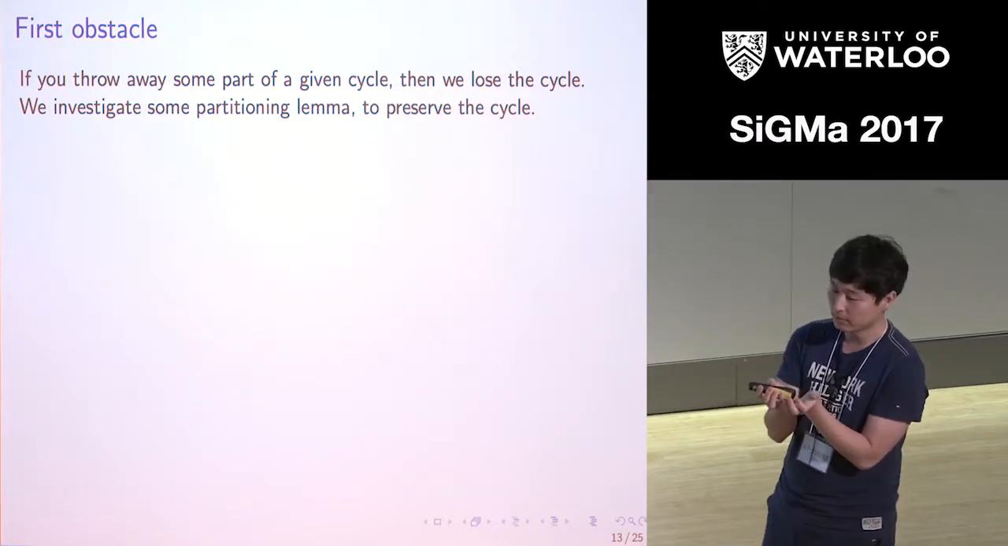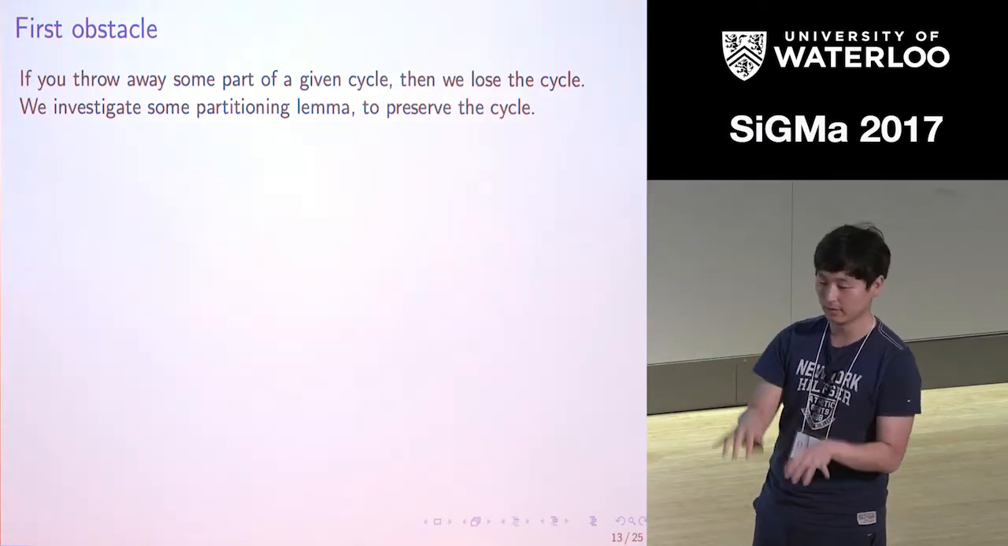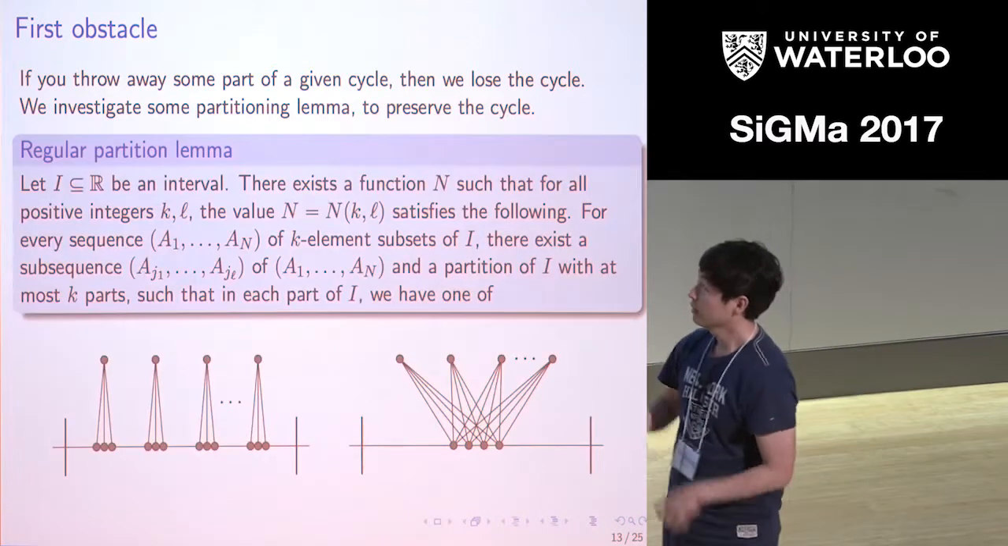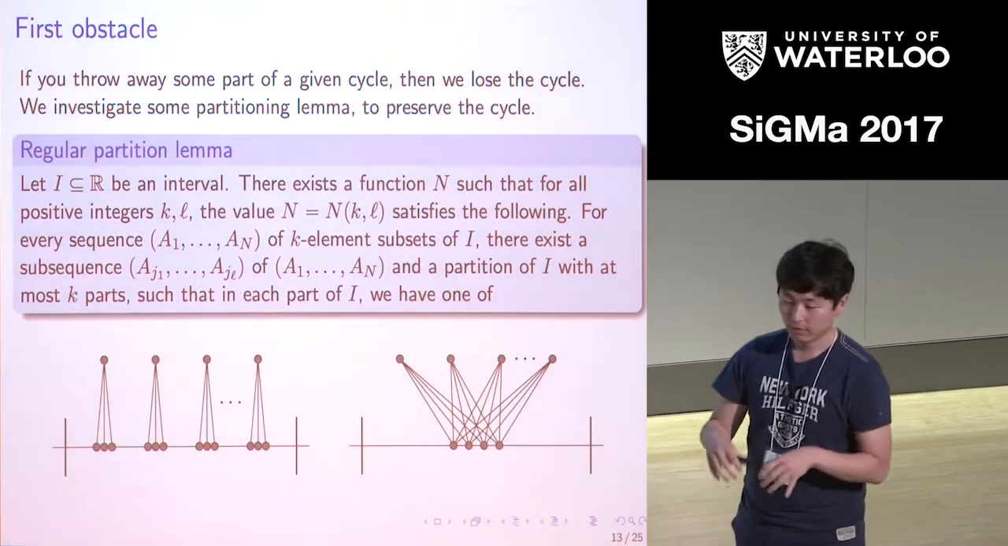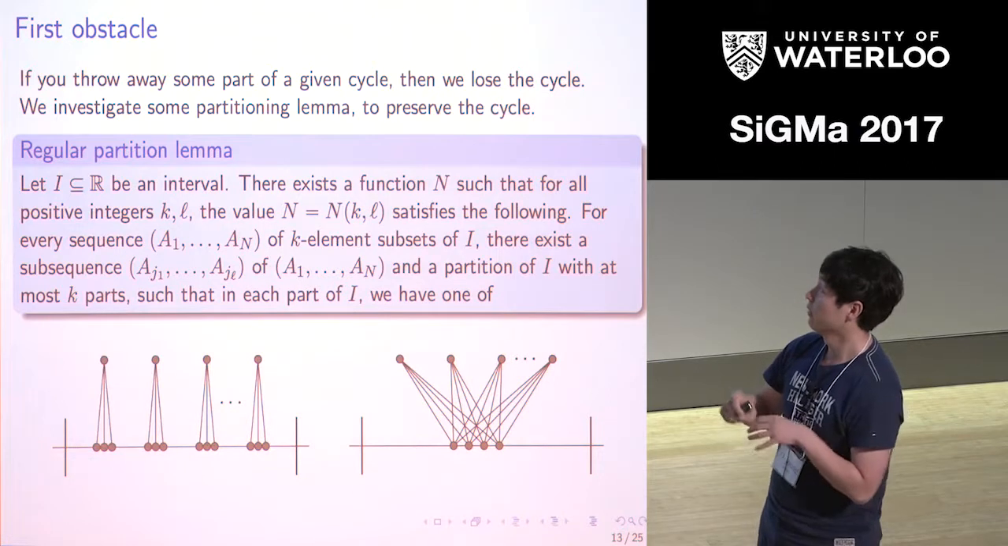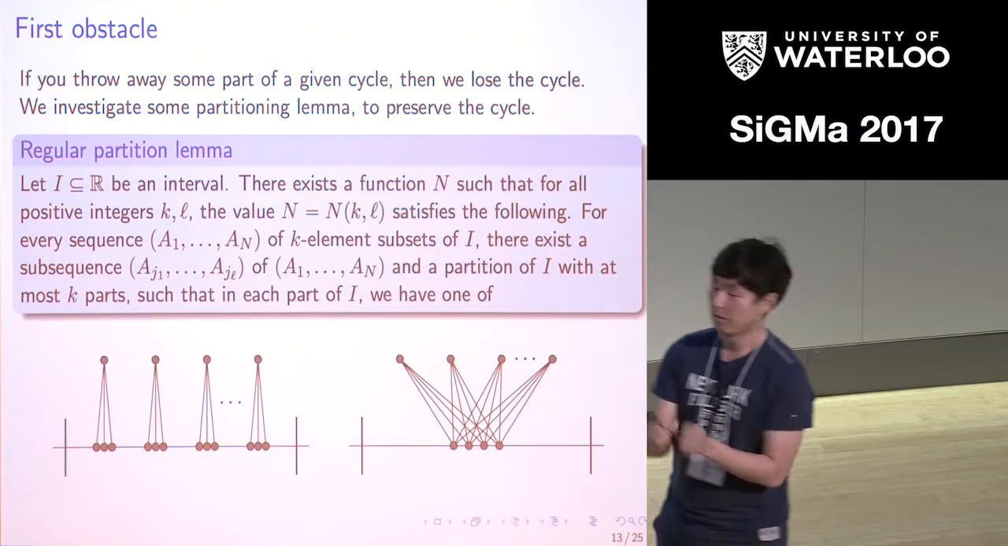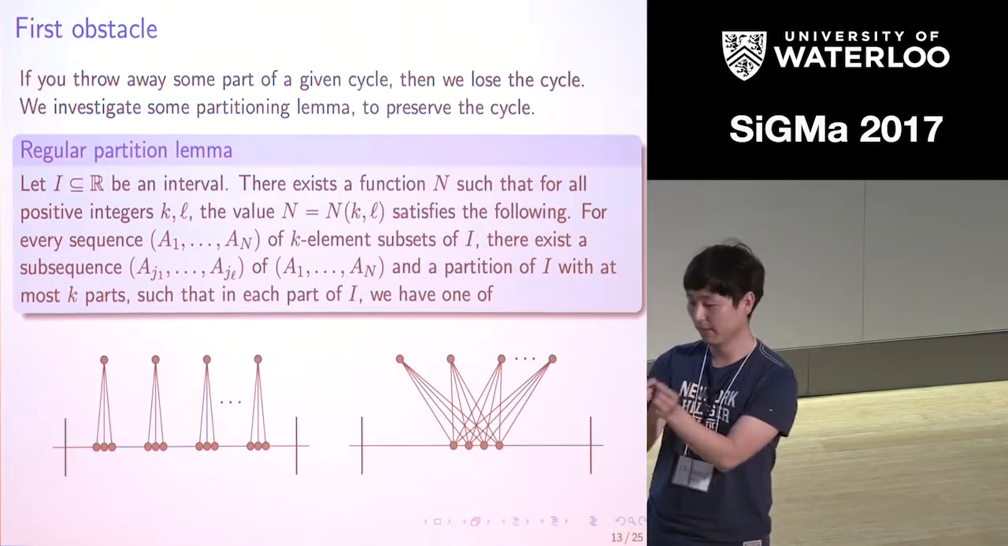So this is the first obstacle, and then we want to find some subsequence which is regularly adjacent to this cycle. So we end up with some lemma, which we call the regular partition lemma. Okay, so I will explain what it is.